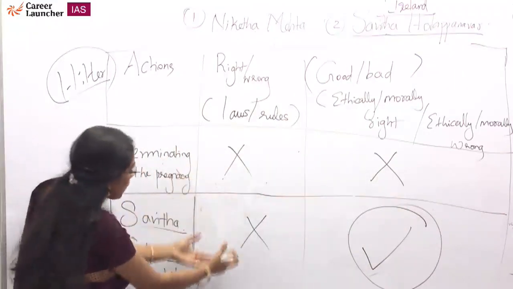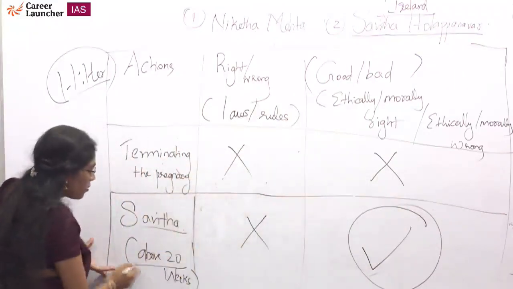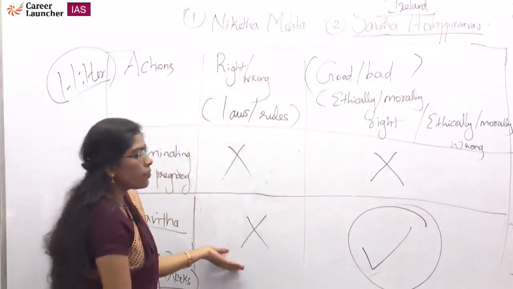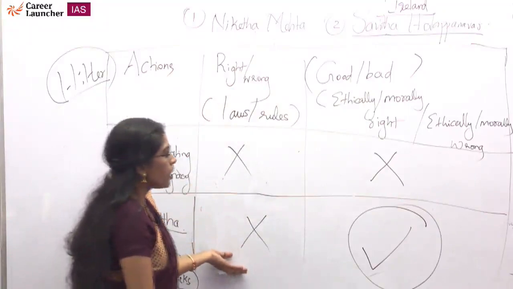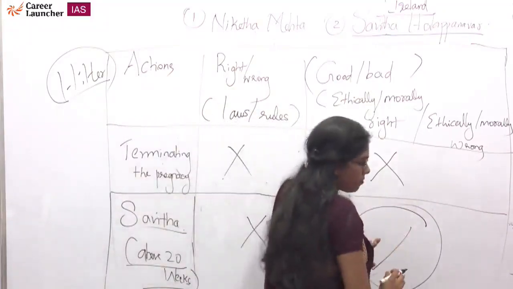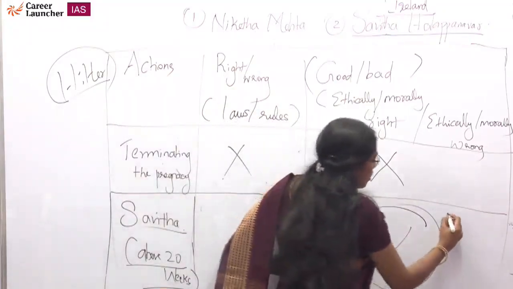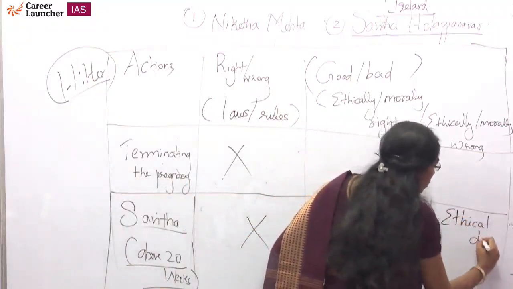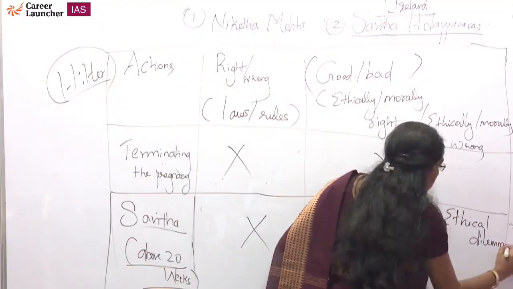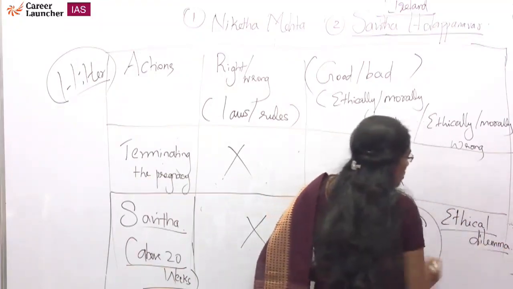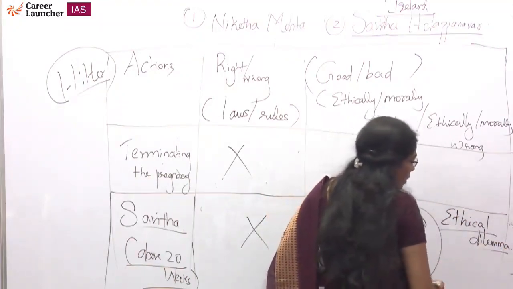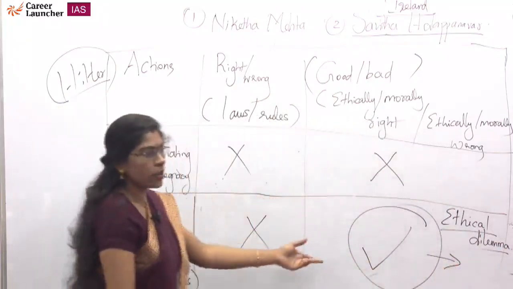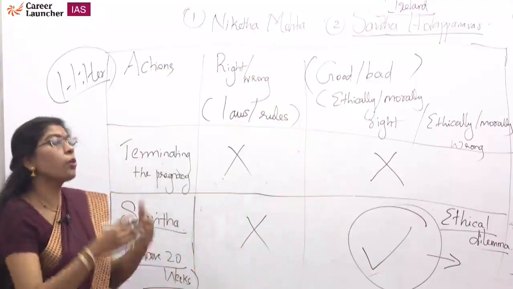But if you are considering the second case, and the condition is about 20 weeks, then definitely it is legally wrong, right? But morally it is right. Why? And here we have to discuss two terms. One is ethical dilemma, and under which principle you are going to choose. You are going to abort, or in which principle you are not going to abort.